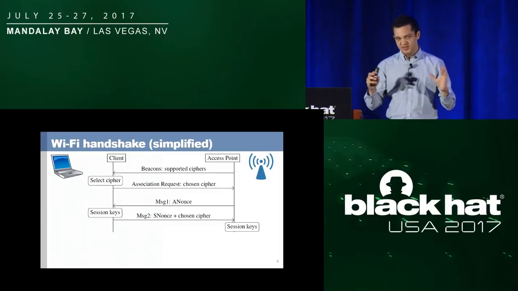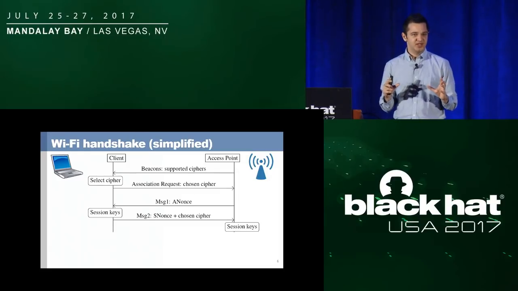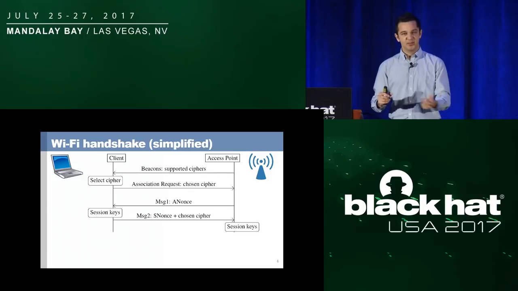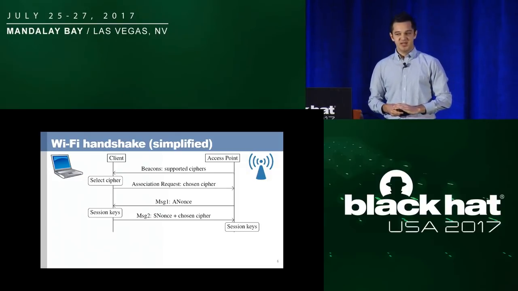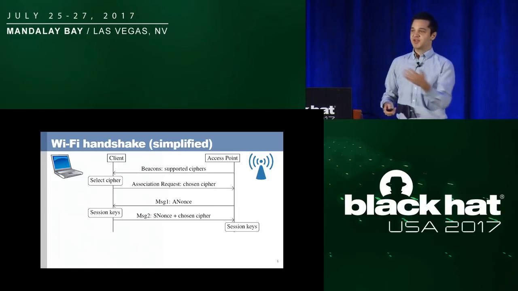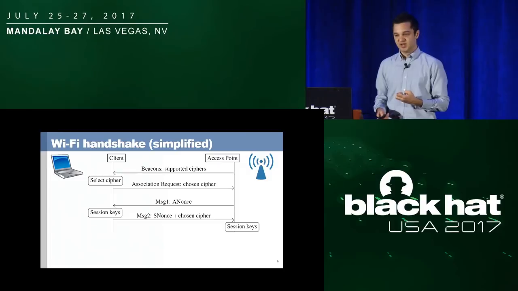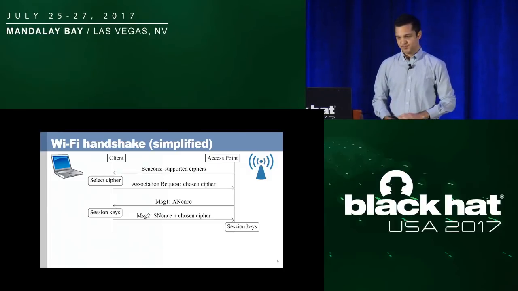Now, essentially, these first two messages of the handshake are used to transport random nonces, and these random values are used to generate a fresh session key which has never been used before, so we don't get key reuse. As you can see here, the client generates its session keys once it has received message 1, and the access point will generate the session keys once it has received message 2.